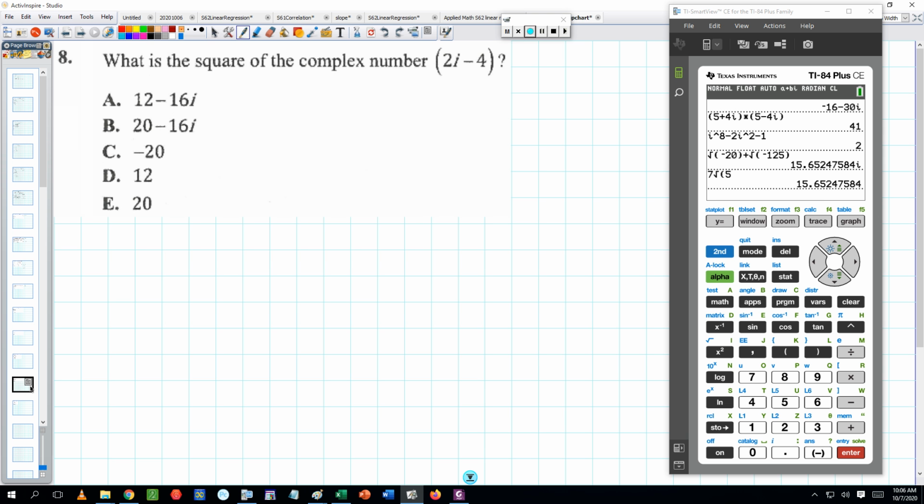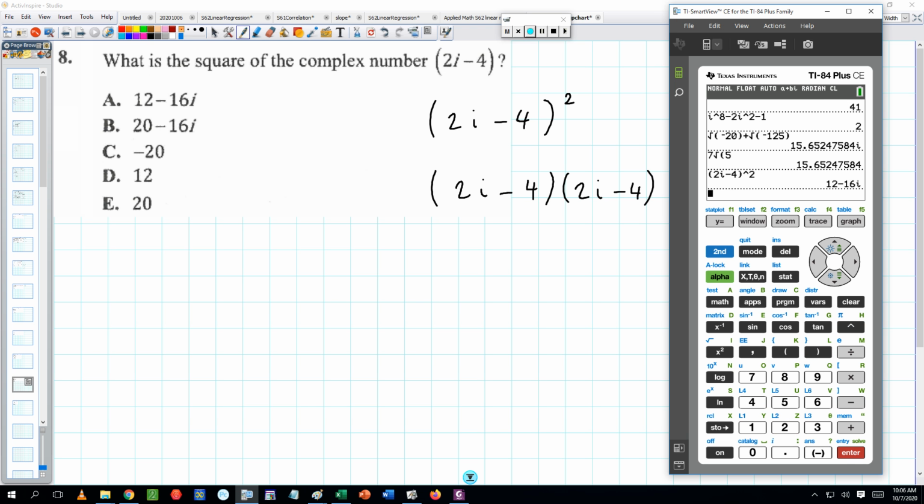What is the square of the complex number? Square means you're taking a number and you're either putting a square here or you're taking a number and multiplying it with itself. I'm going to use the square button. Parentheses 2 second i minus 4, close it, square. 12 minus 16i. We have a winner right there.